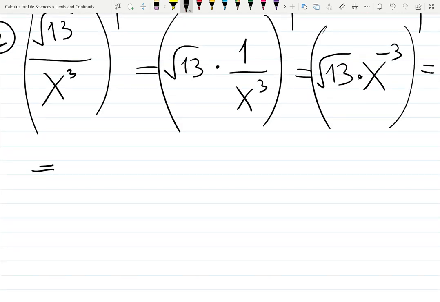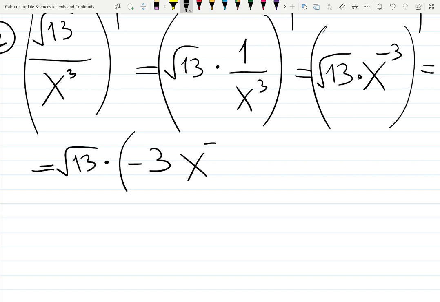Square root of 13 is multiplied. It's a sticker, it should survive. Let's keep it. It's a speed, it actually says rate of change. Multiplied by the derivative of x to the minus 3. So minus 3 goes down, x to the minus 2.